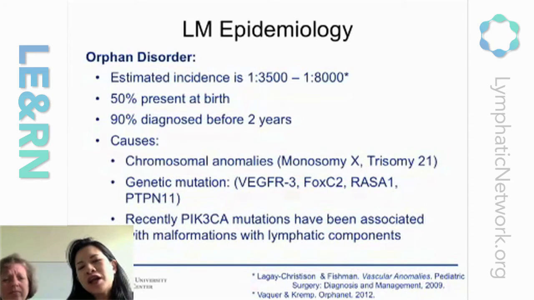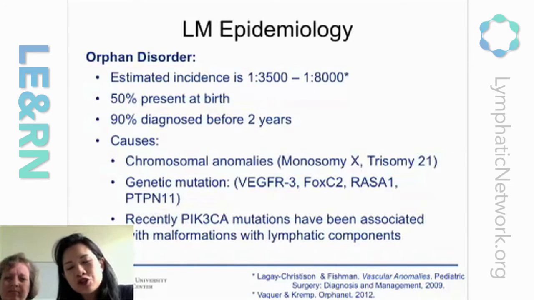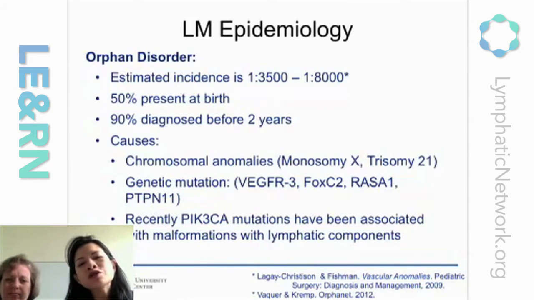In terms of some of the causes that are associated with LMs, they include chromosomal anomalies. And what I need to stress here is that some of the patients that do have chromosomal anomalies, such as Down syndrome and Turner syndrome, have a syndrome in which LM is a feature. So, there are certainly patients who have LMs that do not have these chromosomal anomalies.